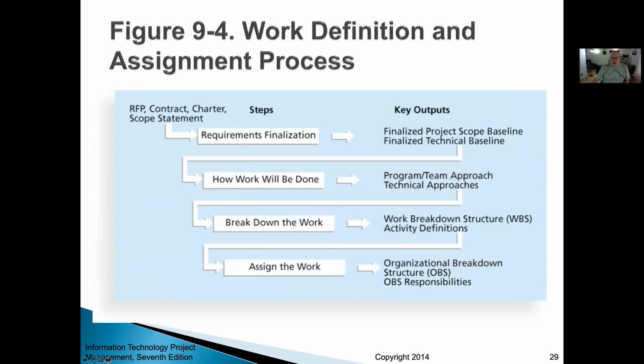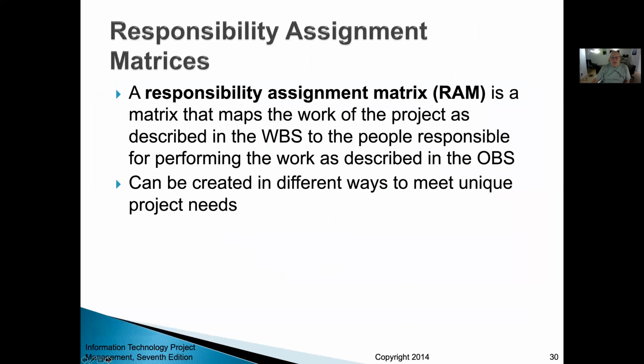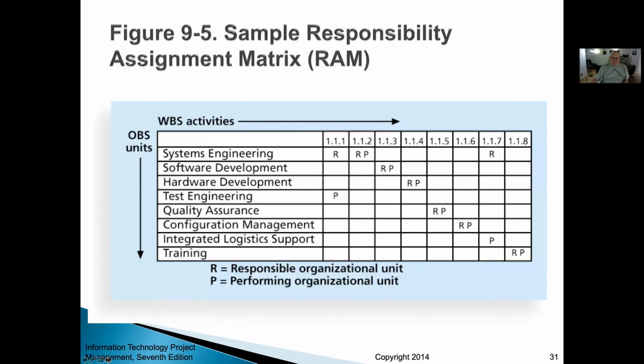This is an example of a work definition assignment process. Responsibility assignment matrix, called RAM, is a matrix that maps the work of the project as described in the WBS to the people responsible for performing the work as described in the OBS. It can be created in different ways to meet unique project needs. This is just an example of a responsibility matrix.